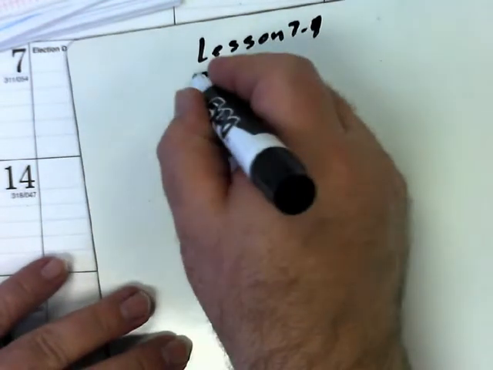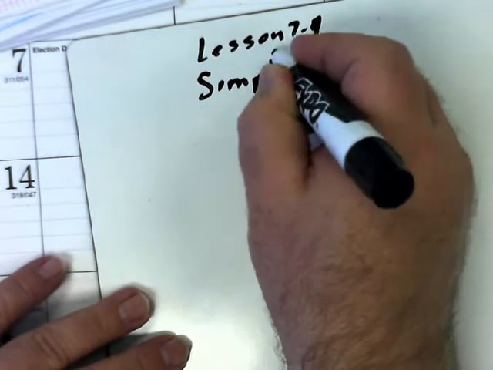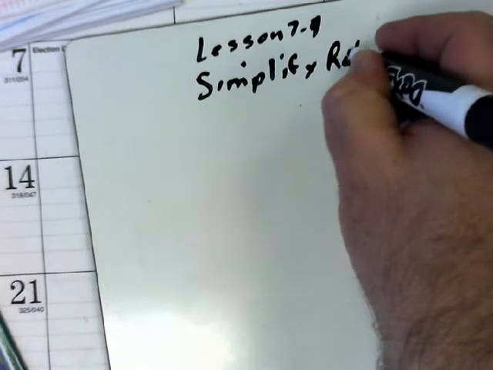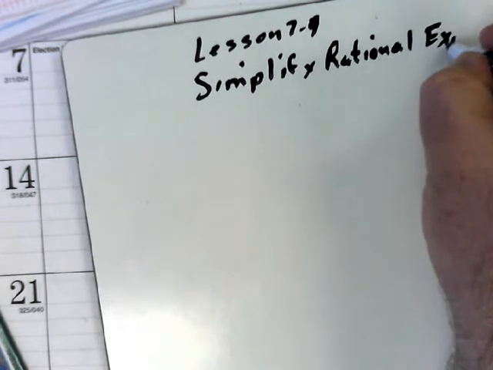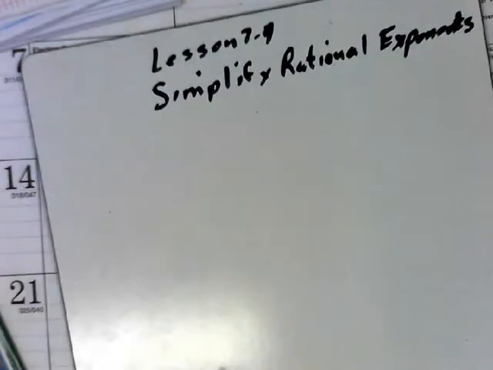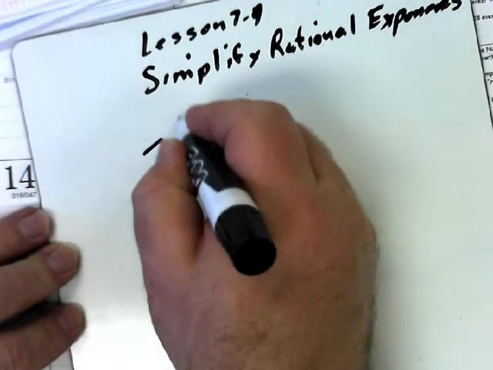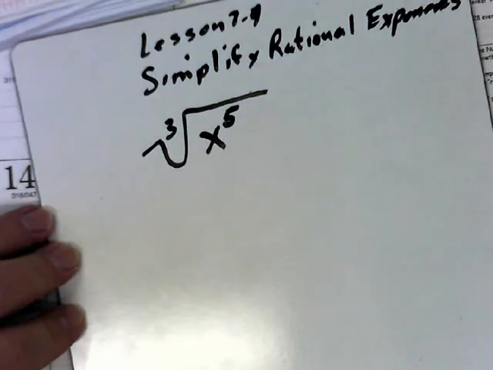But today we're going to be working on simplifying those same types of expressions using either radicals or rational exponents. And some rules that go along with that are relatively simple. Let's say that I had the cube root of x to the 5th power.